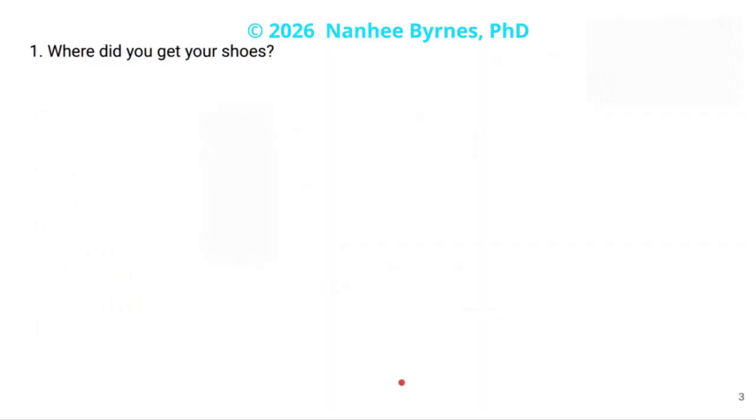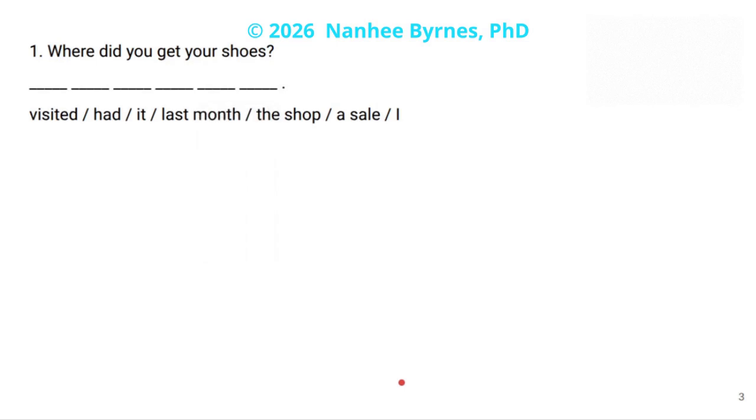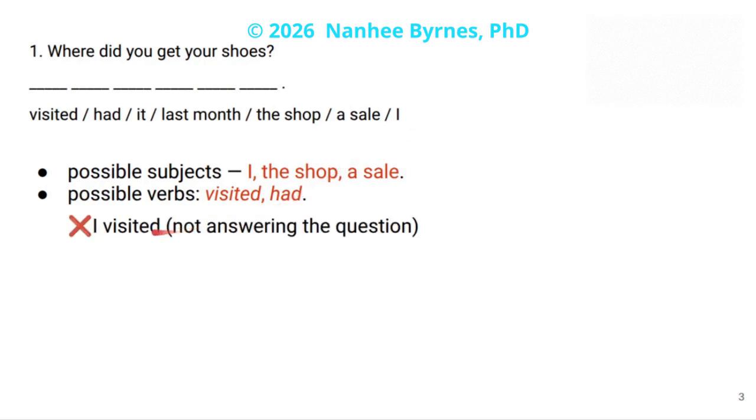Question 1. Where did you get your shoes? Prompt. Visited, had, it, last month, the shop, a sale, I. The first thing I do is look for subject candidates, words that can function as nouns. Here, those are I, the shop, and a sale. I looks tempting, so let's try it.